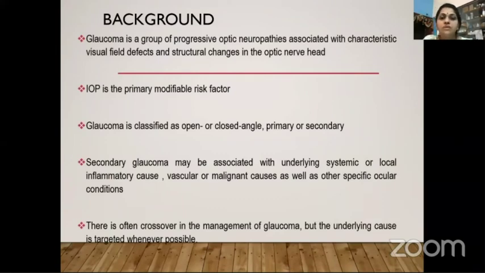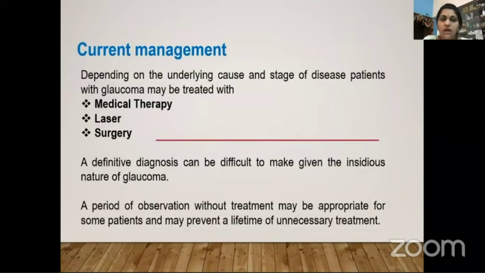It's a progressive optic neuropathy with characteristic visual field defects and structural changes in the optic nerve head. IOP remains always the primary modifiable factor. Glaucoma can be classified as open angle, closed angle, primary and secondary glaucoma. Secondary glaucoma are associated with underlying systemic conditions or local inflammatory causes and any other specific ocular conditions like trauma. There is often a crossover in the management of the glaucoma, but underlying cause always should be targeted.